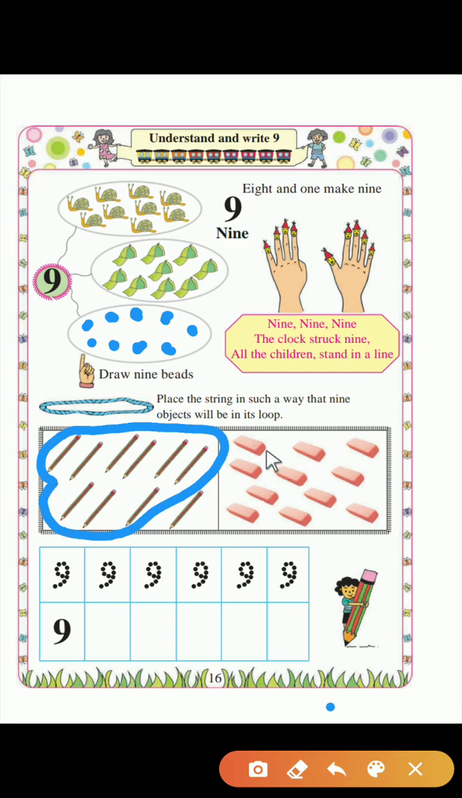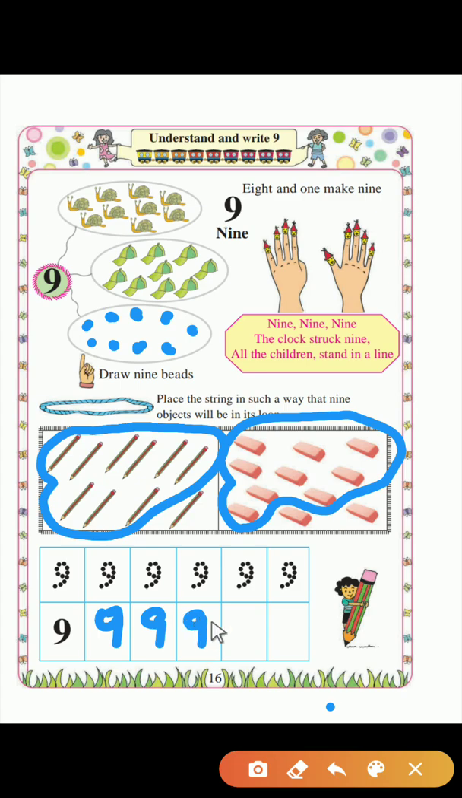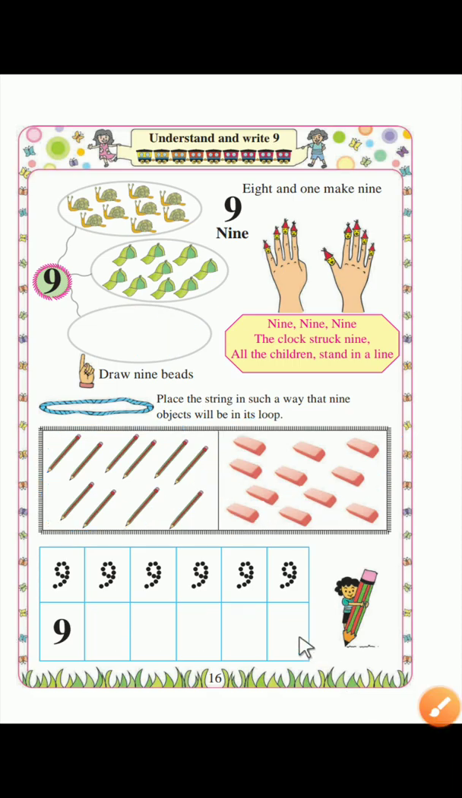9. Here 1, 2, 3, 4, 5, 6, 7, 8, 9, 10, 11 objects, 11 erasers are there. We need to put around 9 and write number 9. Finish.